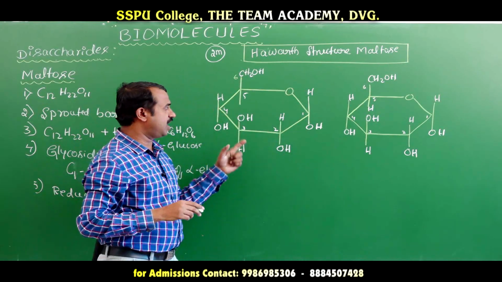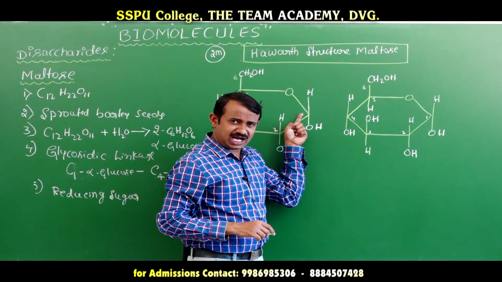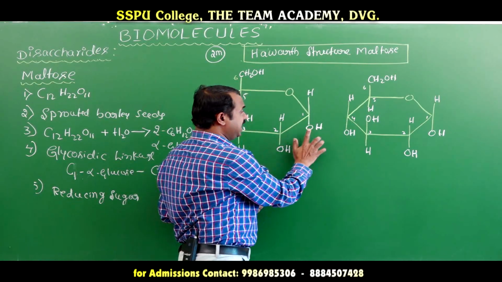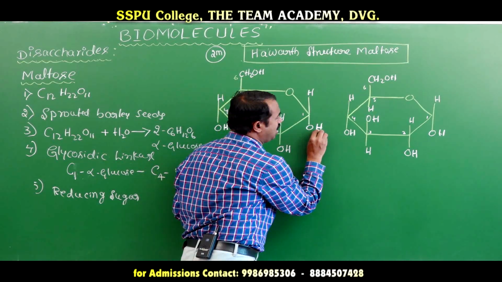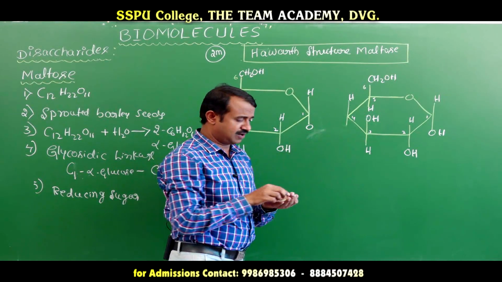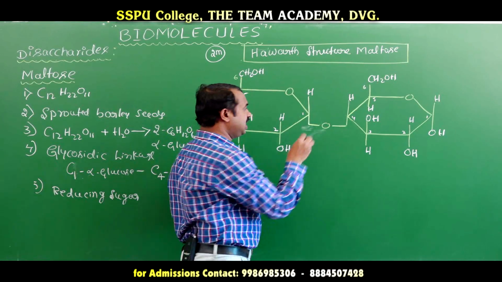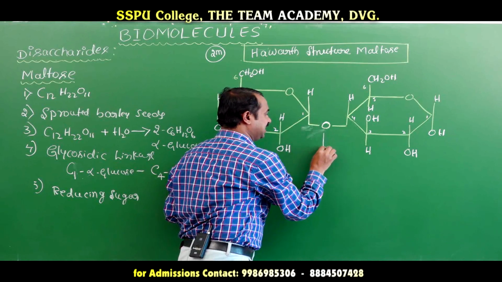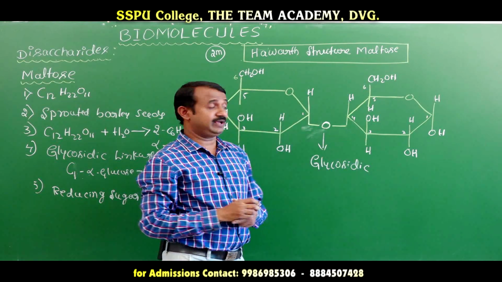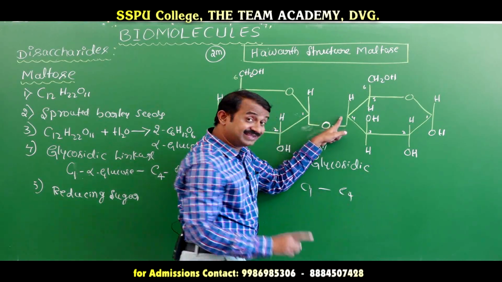This is our structure of alpha glucose. Here the C1 carbon of one alpha glucose unit and the C4 carbon of another glucose unit undergo inter-elimination of water, the removal of a water molecule. The linkage is an oxygen linkage, an oxide linkage, that is called a glycosidic linkage between the C1 carbon of alpha glucose and the C4 carbon of another alpha glucose.